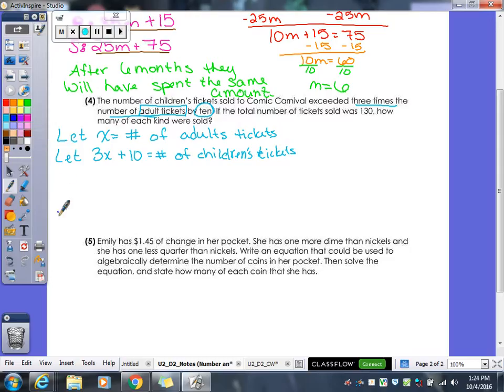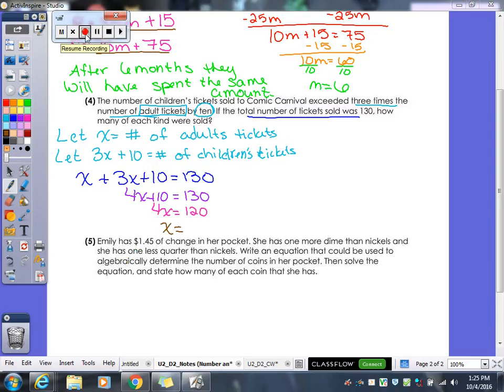Alright, so we need to set up our equation now. They told us the total number of tickets sold was 130. So that means our adults, which is our x, plus our children's equals 130. So x plus 3x plus 10 equals 130. So again, let's have you go ahead and solve for x on that one. So what do we get? x equals what? 30.